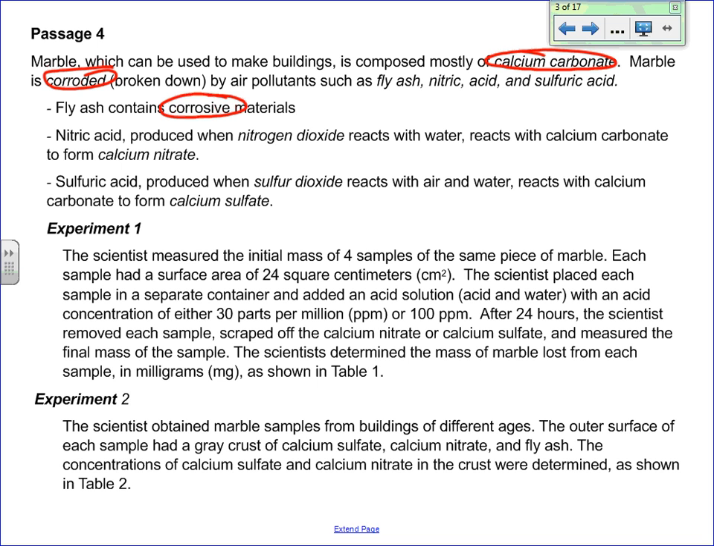Marble is then corroded. All right, the word corroded is actually defined for us in the passage. It's broken down by air pollutants. Last but not least, fly ash contains corrosive materials. Now, corrosive is not defined for us, but we did learn the root earlier in this passage. What do you think a corrosive material does to other substances? Okay, so it corrodes them. All right, we see in corrosive, the root here, corroded. So a corrosive substance breaks down other substances. All right, this is fly ash.